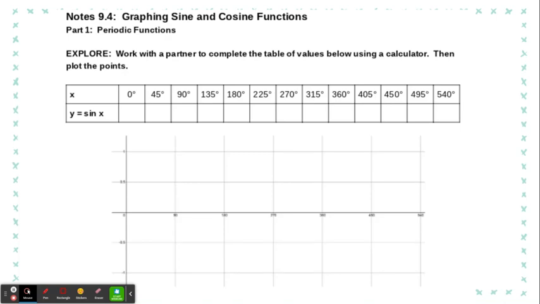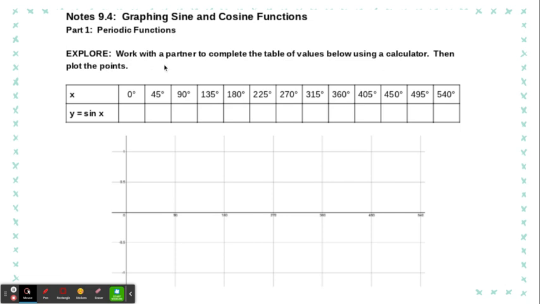Okay. All right. The notes look like this. If you do need it from home, the link is on the weekly agenda for you to look at. Okay, it does say we're going to explore what the graph of sines and cosines look like. Today we're going to concentrate on sine first and look at these periodic functions.